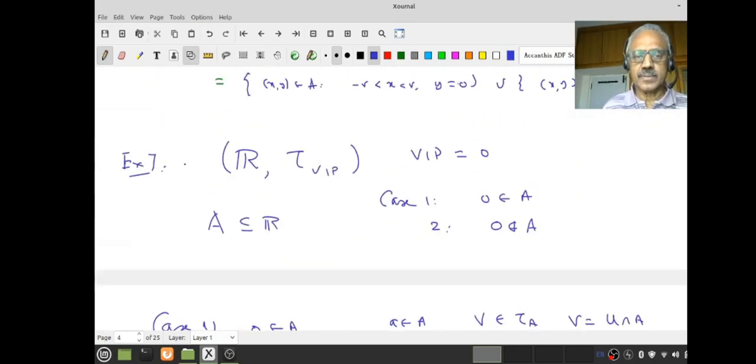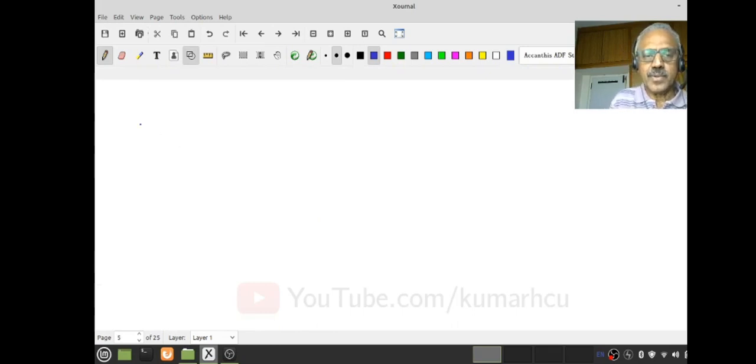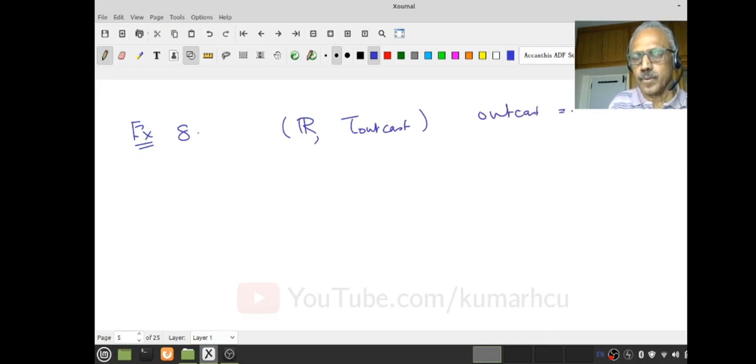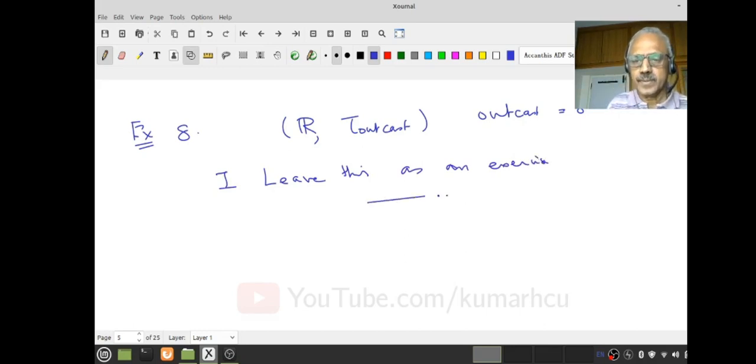This is example 7. So, example 8, you know what it is? It is R with the outcast topology. Okay? So, I shall leave this as an exercise. Okay, right. Now example 9. Example 9, let us see.